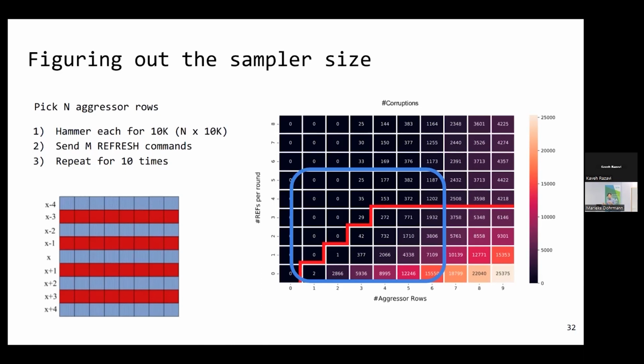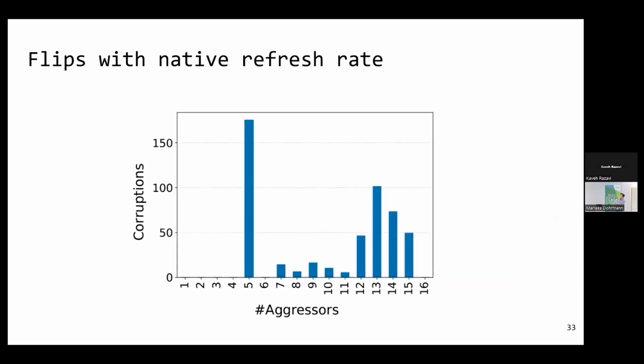We looked at this data and assumed that the best reasonable explanation is that you have a sampler that can keep track of 4 aggressors. Once you go above this threshold, it doesn't matter if you send more refreshes, the tracked aggressors are already taken care of, and for the rest that it was not tracking, you will see a lot of bit flips. So based on this, we designed another experiment.